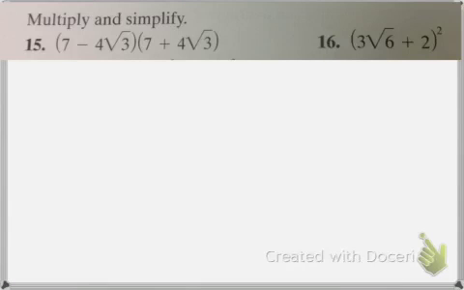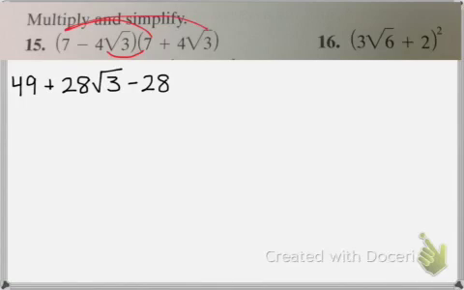We talked about multiplying. So multiplying radicals, it's the same as anything else. Sometimes you have to FOIL things out or do the box method. I will do one of each. Remember, you multiply the outside numbers together and the inside numbers together. So 7 times 4 root 3 is 28 root 3. Negative 4 root 3 times 7 is negative 28 root 3.